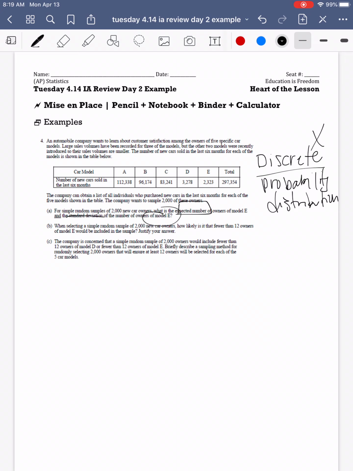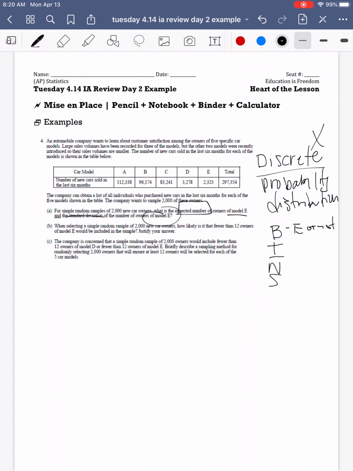Our next ones are binomial and geometric. So I know for a binomial, I need to fit my criteria, my BINS: binary, independence, number of trials, and probability of success. So we're only focusing on Model E here. So our binary is going to be Model E or not, so maybe something else, A, B, C, or D.